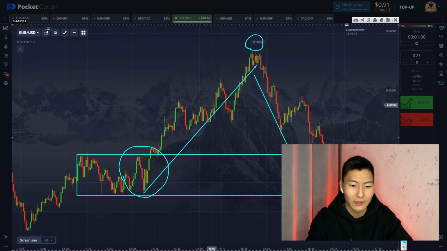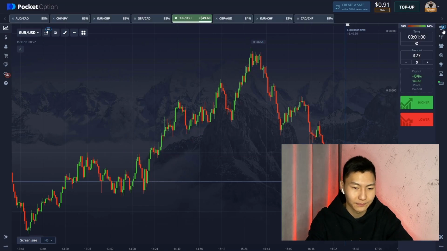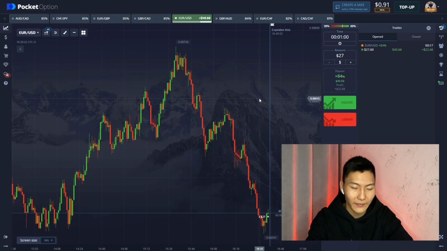The touch of this important support level has already happened and the price should move upward now. That's why we open the long position. There are literally 10 seconds left before the closing and I am more than sure that it will be in profit, guys.